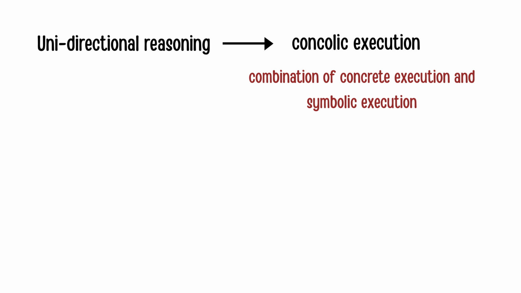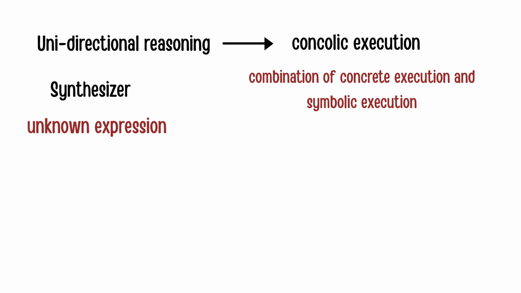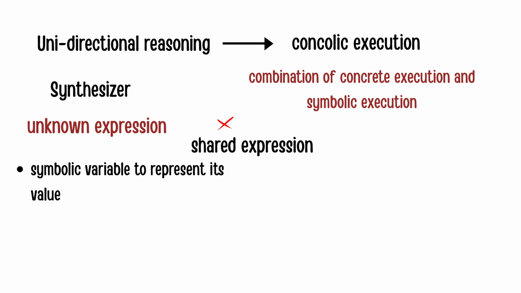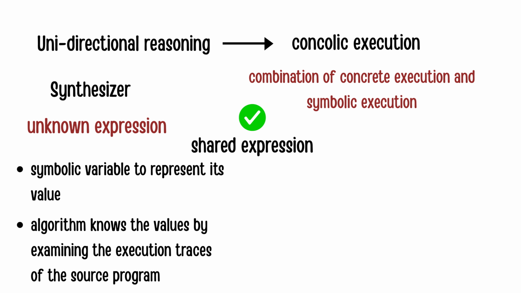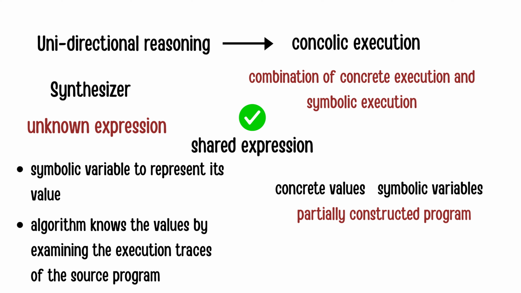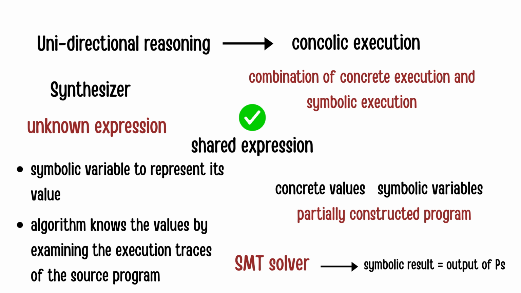Here's how it works. Whenever the synthesizer encounters an unknown expression that doesn't correspond to a shared term, it simply introduces a symbolic variable to represent its value. However, if the unknown corresponds to a shared expression, then the algorithm already knows all the values that expression can produce by examining the execution traces of the source program. The algorithm then propagates both the concrete values and symbolic variables through the partially constructed program. Finally, an SMT solver checks whether the symbolic result could possibly match the output of the source program. If no satisfying assignment exists, then the partial program can never become correct. The entire branch is safely removed from the search space.